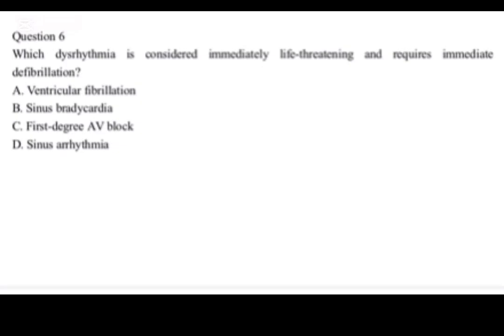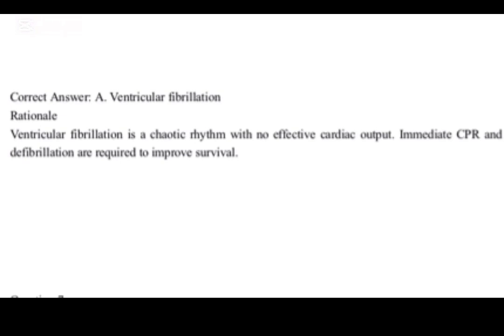Question 6. Which dysrhythmia is considered immediately life-threatening and requires immediate defibrillation? A. Ventricular fibrillation. B. Sinus bradycardia. C. First-degree AV block. D. Sinus arrhythmia. Correct answer, A. Ventricular fibrillation. Rationale. Ventricular fibrillation is a chaotic rhythm with no effective cardiac output. Immediate CPR and defibrillation are required to improve survival.